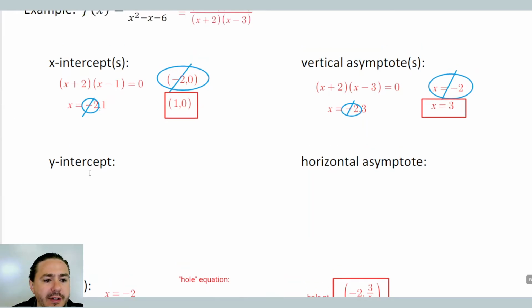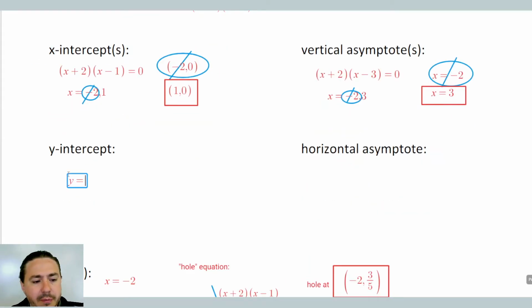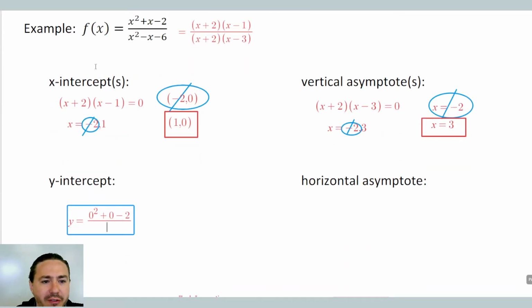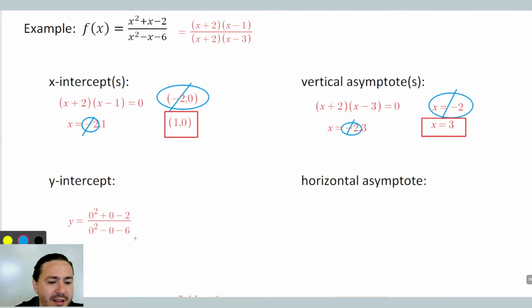So to find the y-intercept, we're going to plug in 0 into our equation. Now, to find the y-intercept, it's usually going to be easier to plug in 0 to the original equation versus the factored one. And the reason for that is because since all the x's are zeros, you really only have to look at the constant terms in both the numerator and the denominator here. So if y is going to equal 0 squared plus 0 minus 2 over 0 squared minus 0 minus 6, notice here that really we just need to look at these terms right here, because this is all 0. So the y-intercept is going to be at 2 over 6, which reduces to 1/3. And so my y-intercept is going to be at 0, comma 1/3.